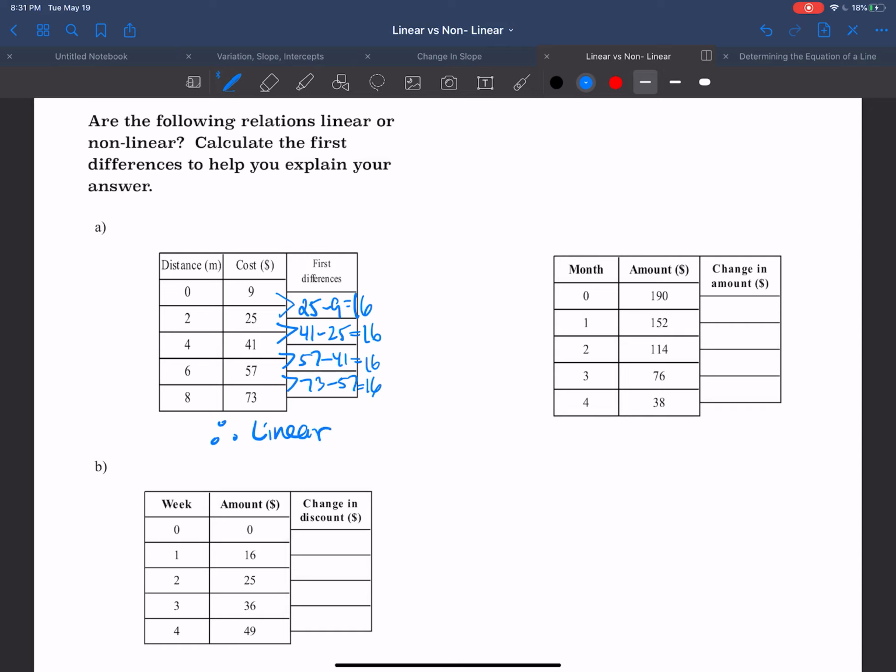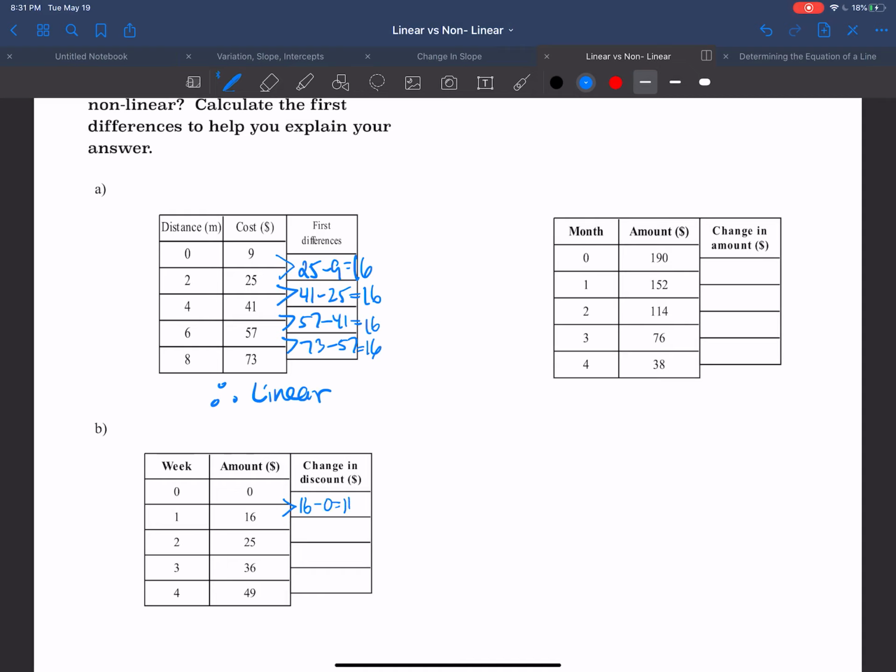Let's look at B. 16 minus 0 is obviously 16, but 25 minus 16 is 9. So first differences are not the same. We could keep calculating, but we already know it's non-linear.